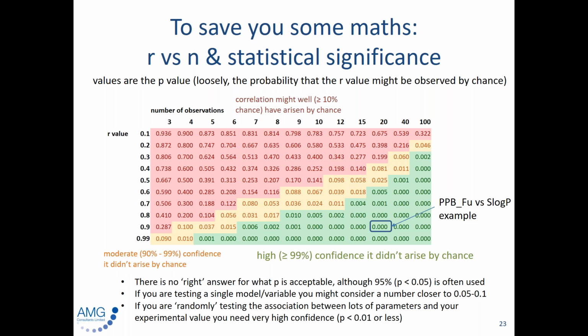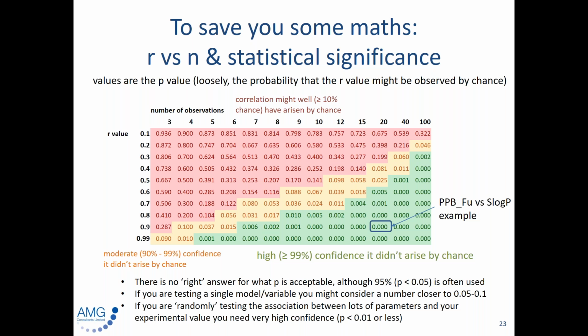And you can see that the right-hand side of the graph here goes from 10 and then jumps to sort of 20, 50, 100. At high numbers of observations, you can actually get statistical significance with very low R values, and we'll have a look at that in a minute.